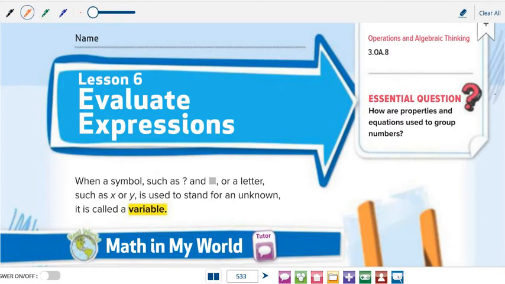Today, we have a new vocabulary. It's variable. What's the meaning of variable? You know, when a symbol such as this one and this one, or a letter such as X or Y, C, B, A, or any letter is used to stand for an unknown, it's also called a variable. So, instead of these two symbols in this lesson, we will use letters, and they are called variables. Let's see how can we do that.